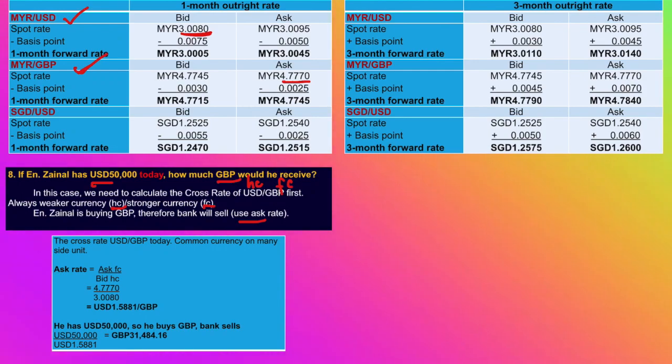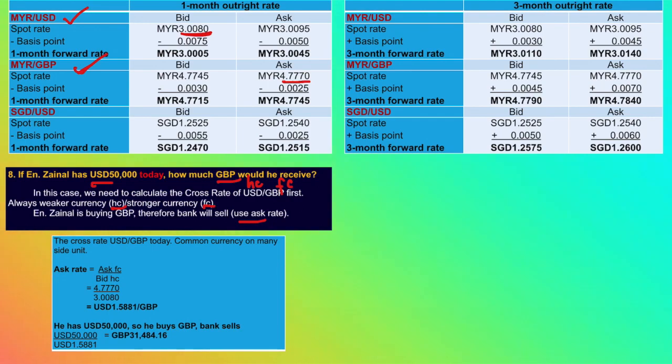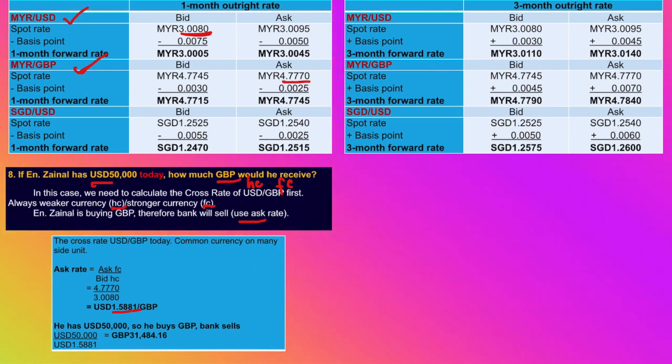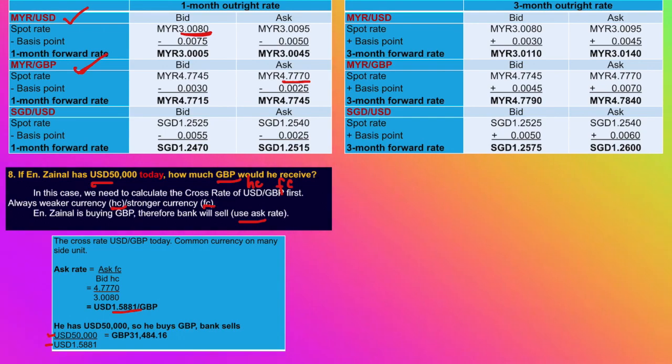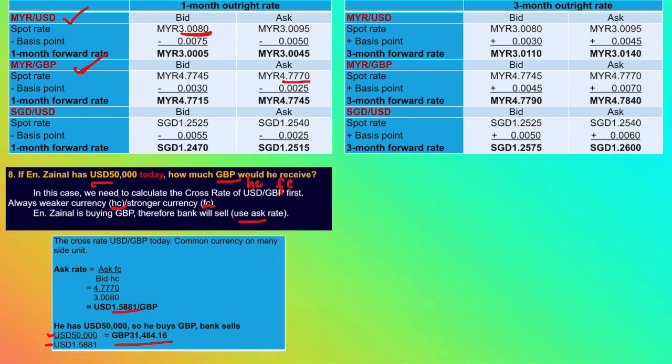He has US dollar 50,000, so he buys GBP, bank sells. So bank sells at 1.5881. So similar currency, you have to divide. You will get GBP 31484.16.